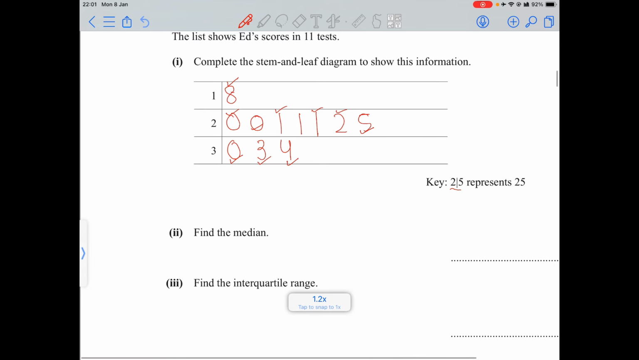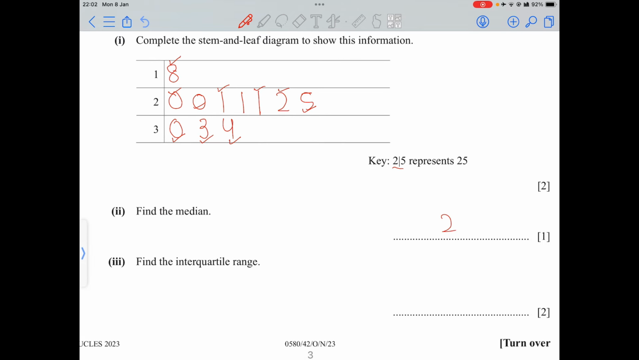So average mark, now remember you have gotten 1, but the key is 21. So this is going to be 21.